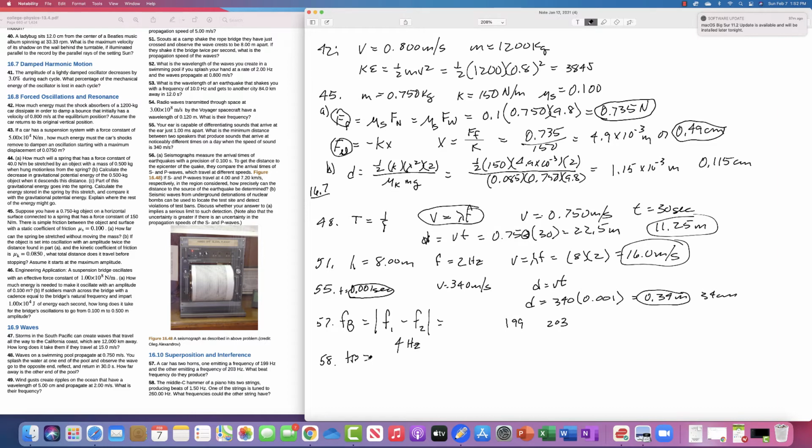Number 58. Number 58 states the middle C hammer of a piano has 2 strings producing beats, a beat frequency of 1.5 hertz. One of the strings is tuned to 260, and it's asking what frequencies could the other string have? Well, it can either be 261.5 or 258.5, such that if you subtract, remember it's the absolute value, so it can either be 1.5 larger or 1.5 smaller.